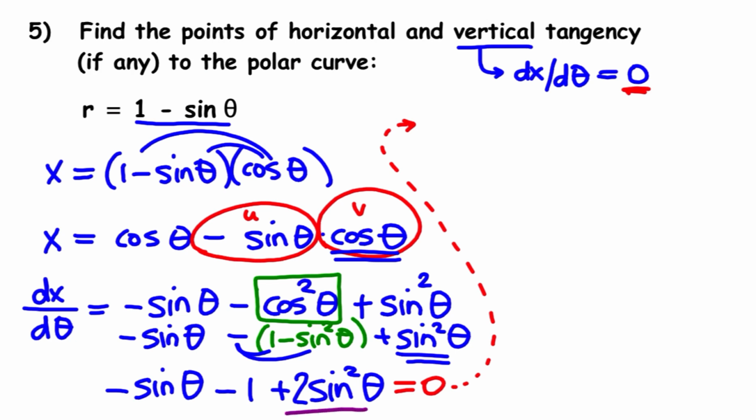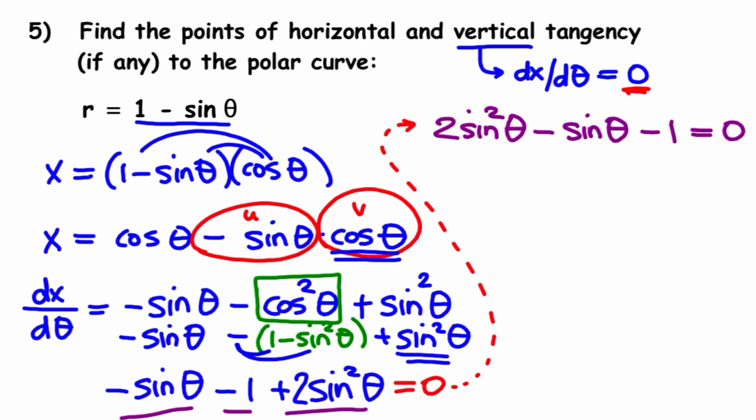So I'll have 2 sine squared of theta. I hope you're good at factoring. Minus sine of theta minus 1 equals 0. Some people like to replace the sine of theta with a variable because they don't like the trig in there. I think I'm just going to tough it out. This is going to factor into 2 sine of theta and just sine of theta, because that'll make the 2 sine squared.